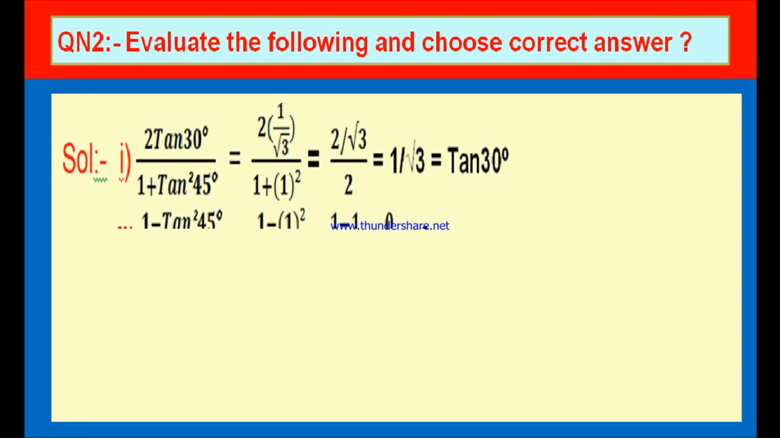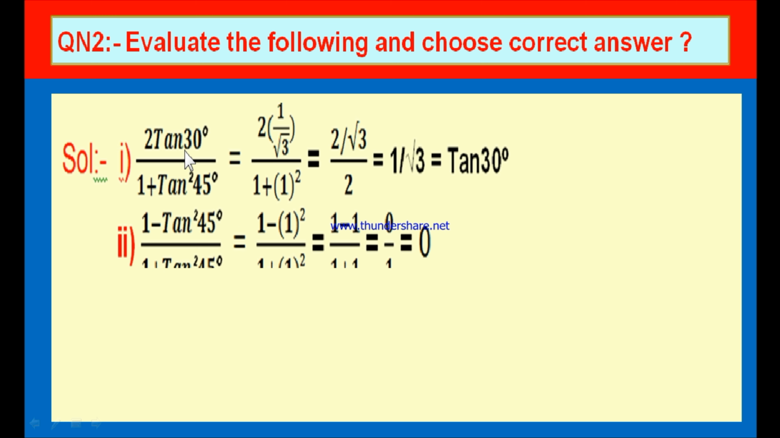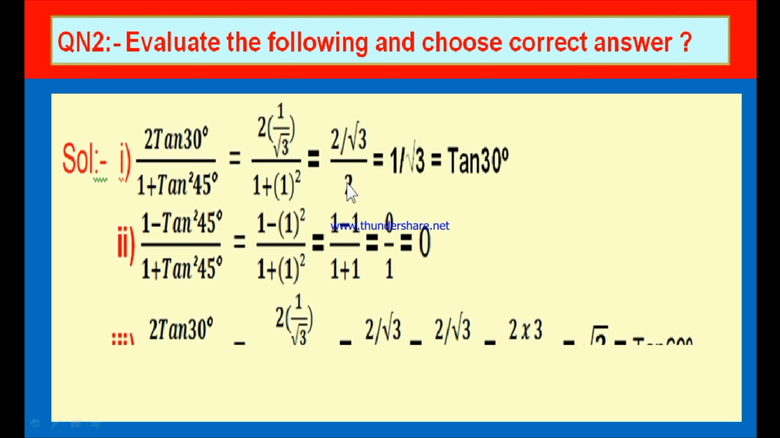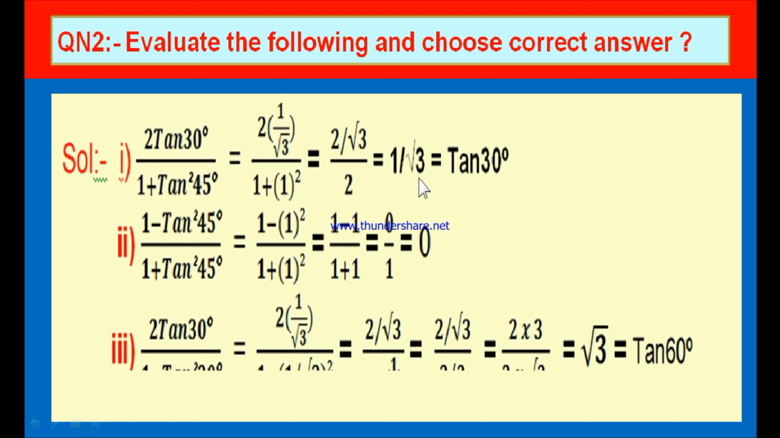This is equal to, we know that tan 30 degrees is equal to 1 by root 3 and tan 45 degrees is equal to 1. Therefore, let us substitute tan 30 degrees means 1 by root 3 by 1 plus tan square 45 means 1 square. 2 into 1 is 2 by root 3. Under denominator 1 square is 1, 1 plus 1 is 2. You can cancel this 2 and 2 so that you have 1 by root 3. This is the actual answer of 2 tan 30 by 1 plus tan square 45. Its value is 1 by root 3.